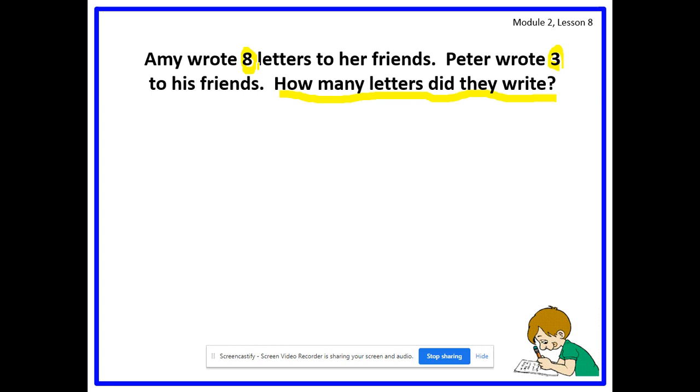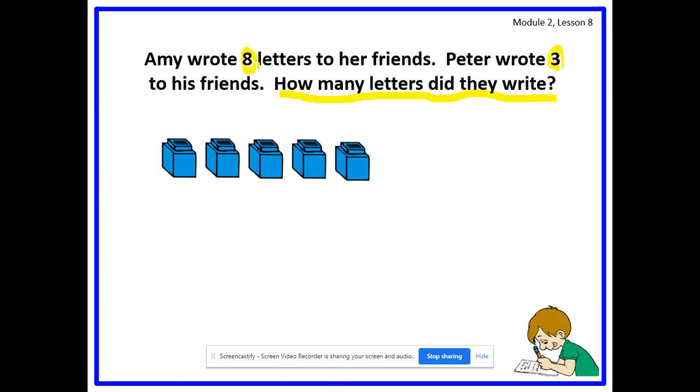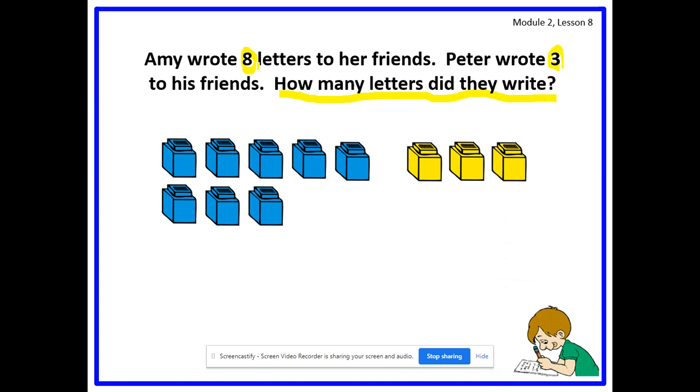Here we have Amy. 1, 2, 3, 4, 5, 6, 7, 8. Now I'm going to represent Peter's letters in yellow. 1, 2, 3. See how nice and neat and organized this looks? So, remember, what strategy will we use to solve this problem? I hope you know the name by now. Get ready. Make 10. Very good. You're still listening.